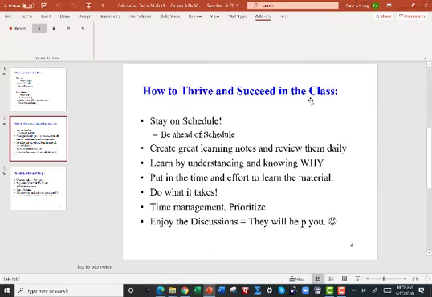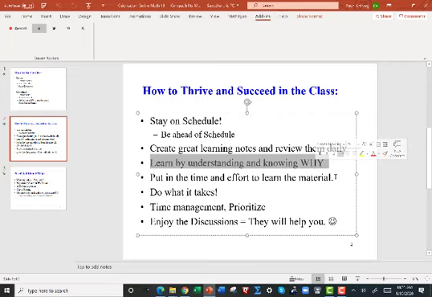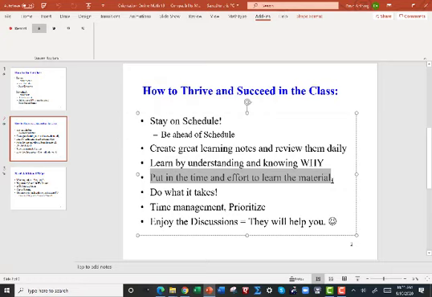How to thrive and succeed in the class. Stay on schedule. That's the keyest thing. And to stay on schedule, actually be ahead of schedule. Okay, create great learning notes and review them every day. Learn by understanding and knowing why. It's really important in mathematics to understand why, not just be able to do it, but understand why. This way you own it and know the material and can use it. Do whatever it takes. Put in the effort to learn the material. There's plenty of ways to get additional help, and that's like time management, prioritizing. Your education is super important. And enjoy the discussions and enjoy the class and enjoy your learning.